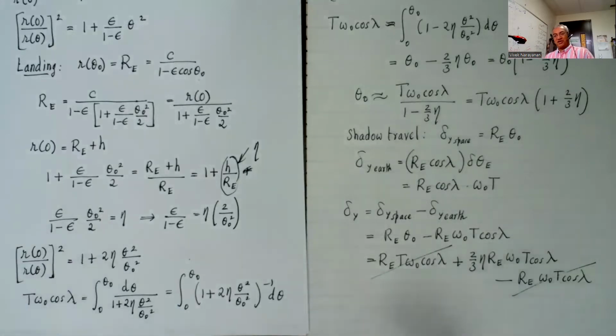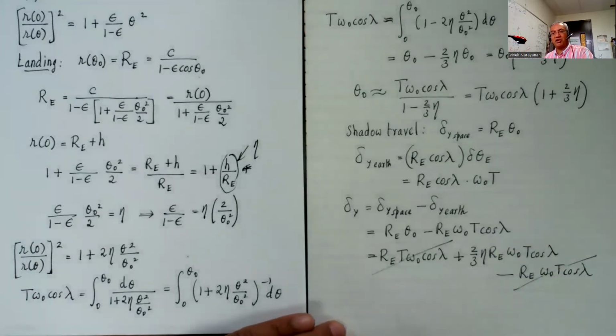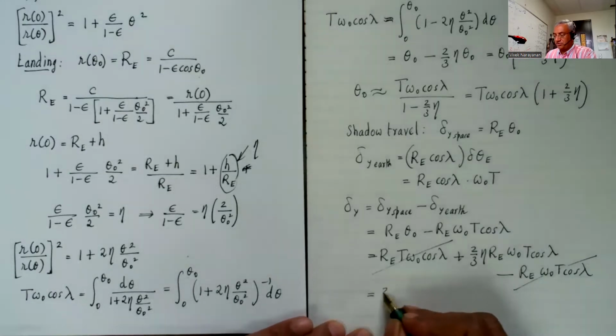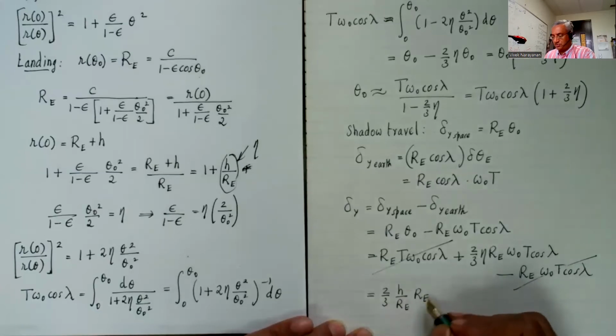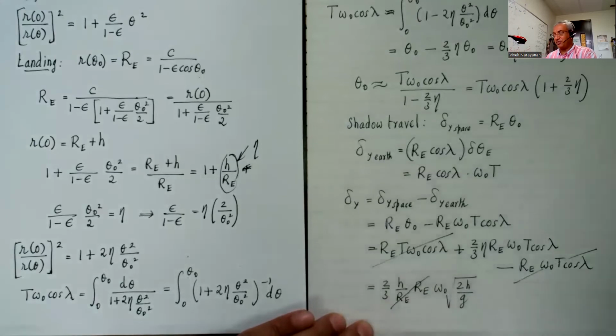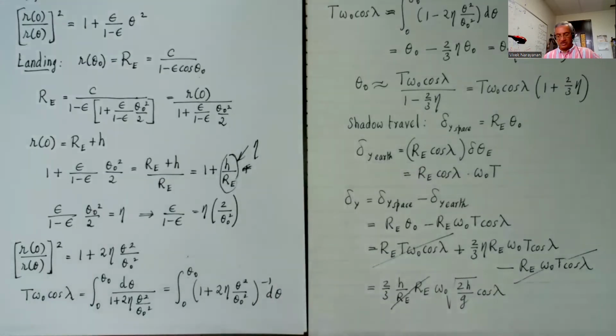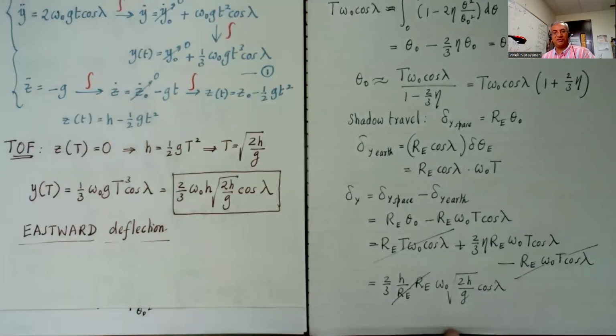So in a sense, the spatial displacement is exactly taken care of by the first order level calculation, and then the higher level calculation gives you the Coriolis deflection. So this is just 2/3 eta is h over re, and then I have re, so the two re's cancel. Omega naught, the time of deflection is square root of 2h over g. That's the usual time taken for a particle to fall at constant speed, cosine lambda. And if you notice, this exactly matches with the Coriolis calculation.